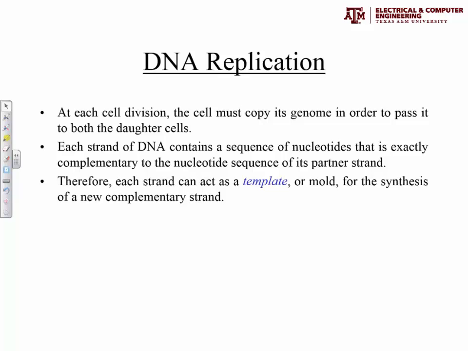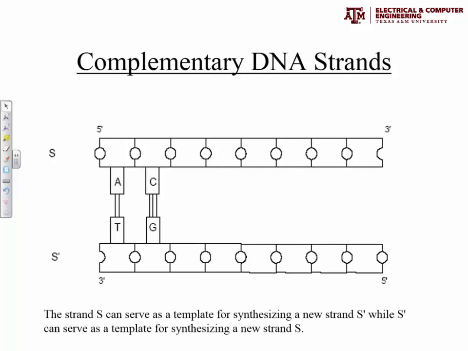I showed that to you last time, that A on one strand is going to pair with T on the complementary strand. G on one strand is going to pair with C on the complementary strand, okay? So because of that, if you know the sequence on one of the strands, you automatically know the sequence on the other, right? And not only that, therefore each strand could act as a template or mold for the synthesis of the new complementary strand.